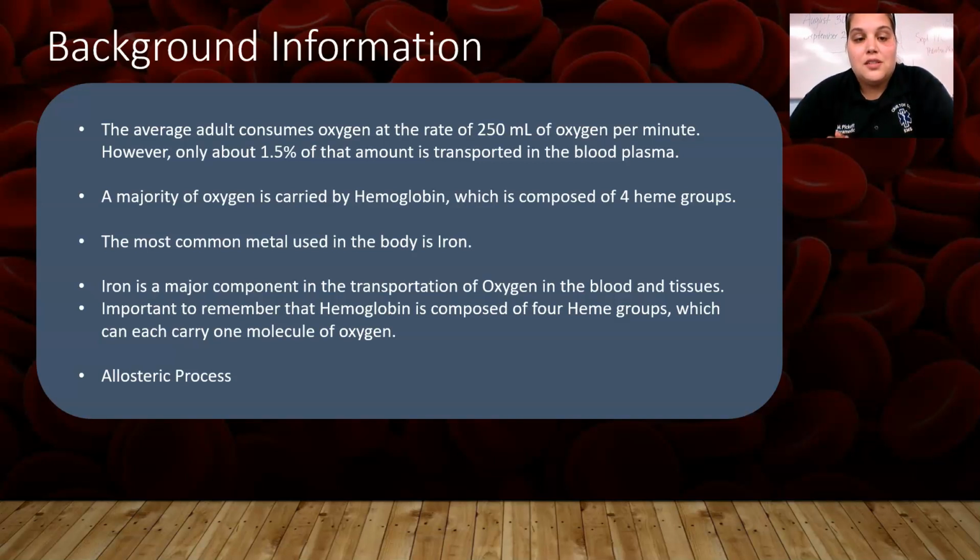The majority of the rest of the oxygen is actually carried by hemoglobin, and hemoglobin is composed of 4 groups of heme. A commonly used metal in the body is iron, and in fact there are 4 iron molecules in each hemoglobin protein. There'll be 1 iron molecule in each heme, and there's 4 heme groups in each hemoglobin. And then another important thing to remember is that the binding of oxygen in the relaxed state is an allosteric process, and we'll talk more about that later.